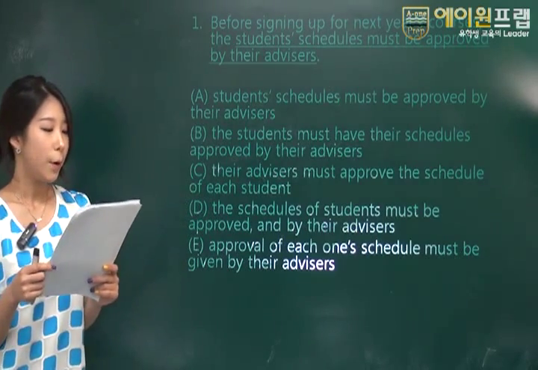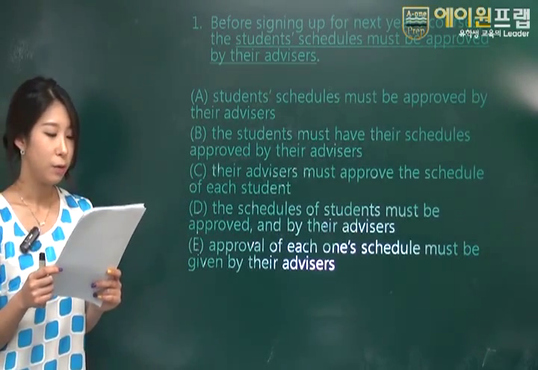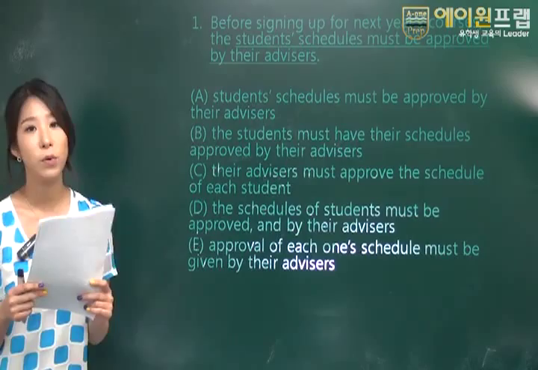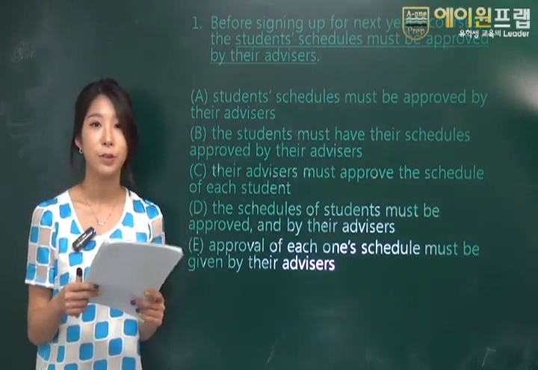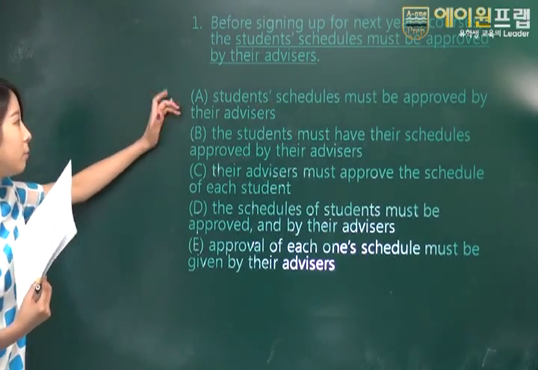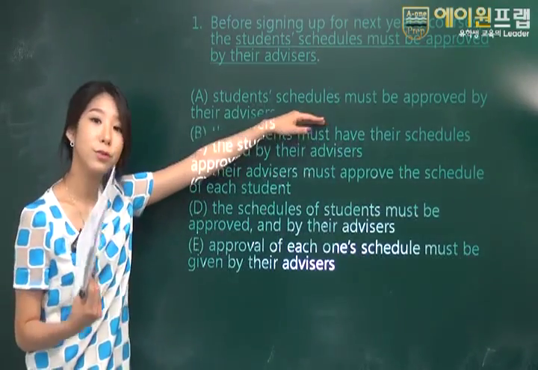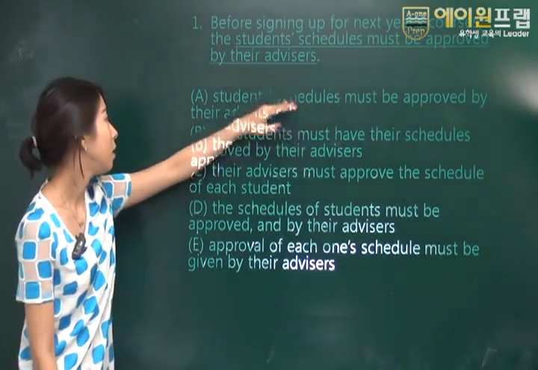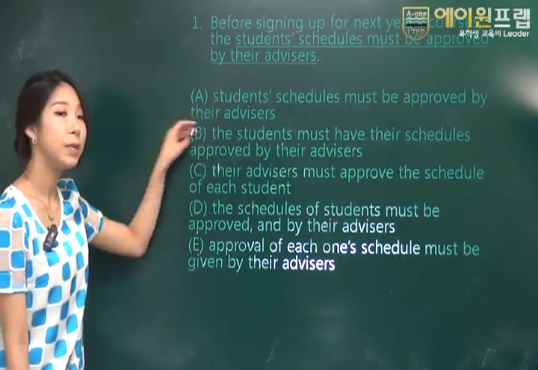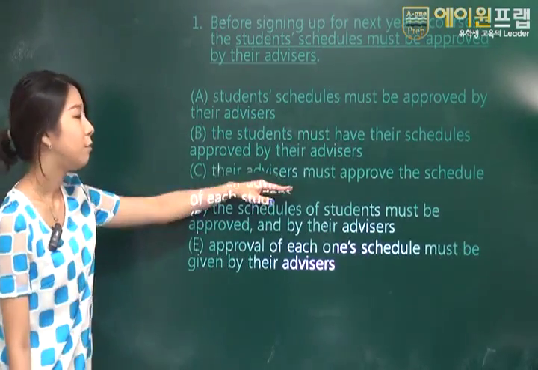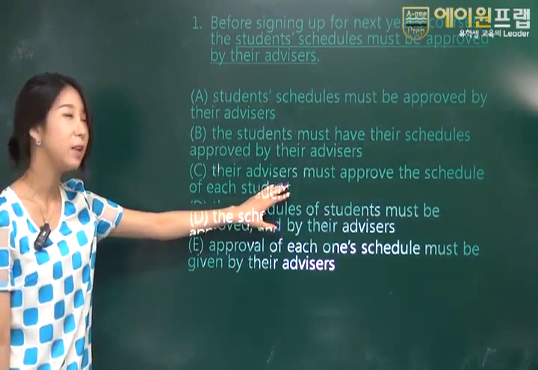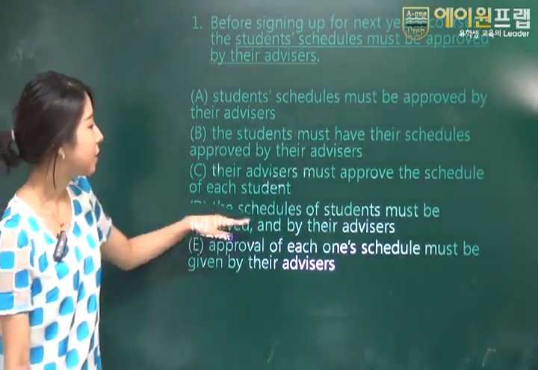Okay, so before signing up for next year's courses, that is the clause, and it should modify which subject. It's obviously going to be the students, right? So let's look at all the options. So A, where's the subject? Schedules. Schedules are going to be the subject of the sentence, right? And B, the students. So it's the right subject, so we're going to keep it. And C, their advisors. Advisors are not the ones signing up for next year's courses, right? Students do that.